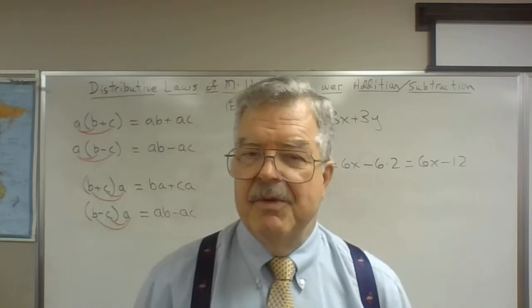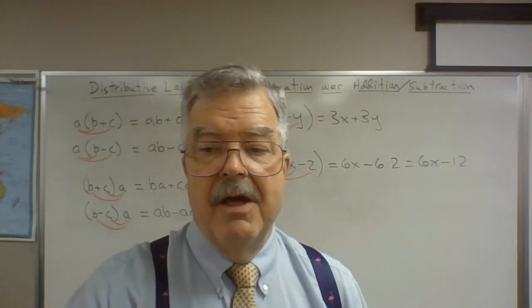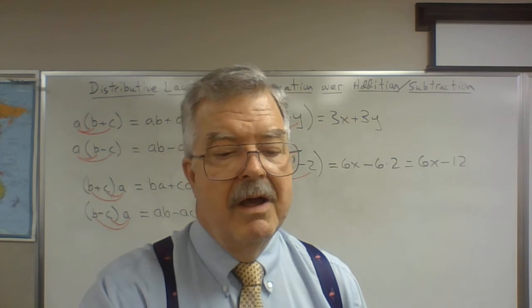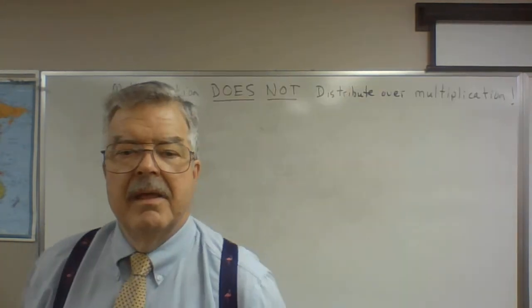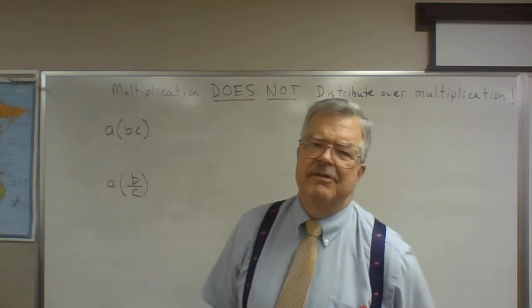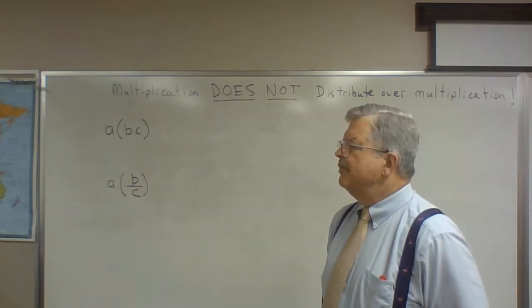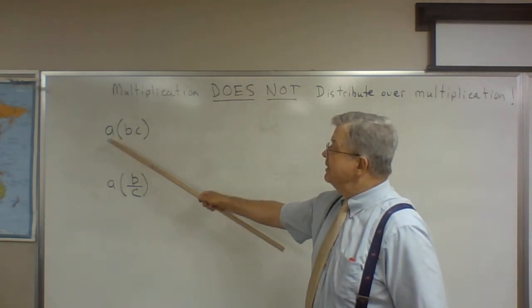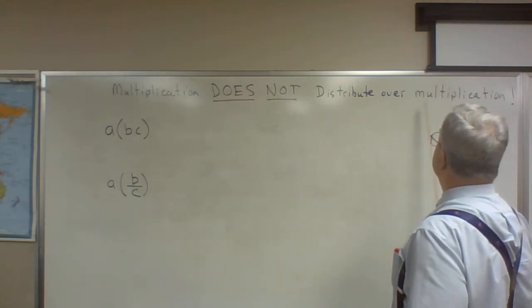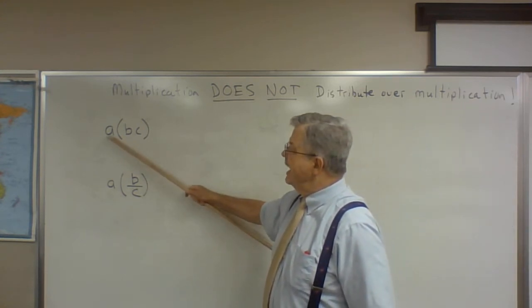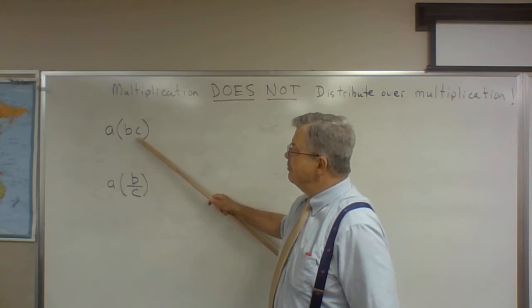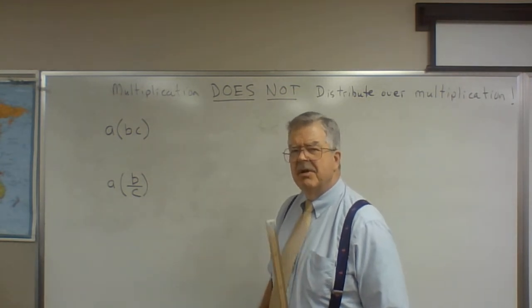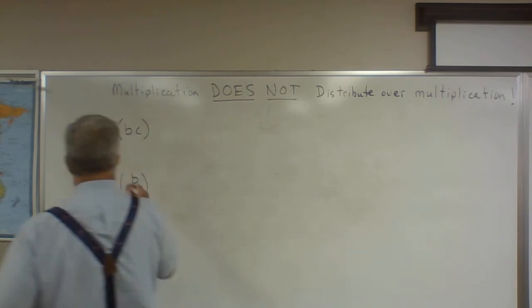Now, there are some things that we might be tempted to do that the distributive law doesn't tell us that we can do. Let's look at cases like this. Here are a couple of things that we might be tempted to do, but there's no mathematical law that tells us that we can do this. Multiplication does not distribute over multiplication. So if we have a multiplier times the product of two things in parentheses, we can't distribute that multiplier to each factor in the parentheses.